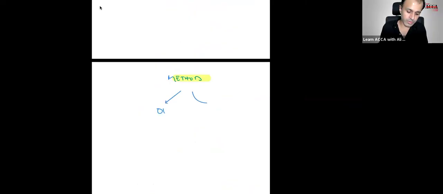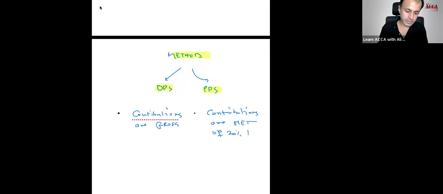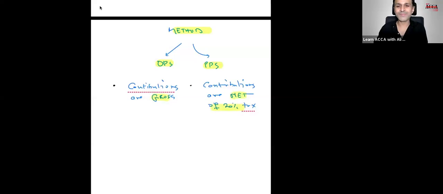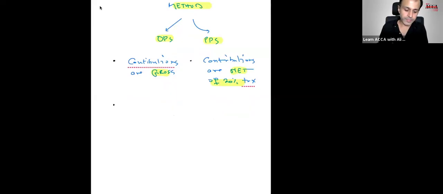So I'm going to write the words occupational pension scheme and personal pension scheme. For OPS, the first thing that you need to remember is the contributions are gross. Here, for PPS, the contributions are net of 20% tax. That's the first difference you have to respect. For OPS the contributions are gross, whereas for PPS they are net of 20% tax. For OPS it becomes a deduction from salary.